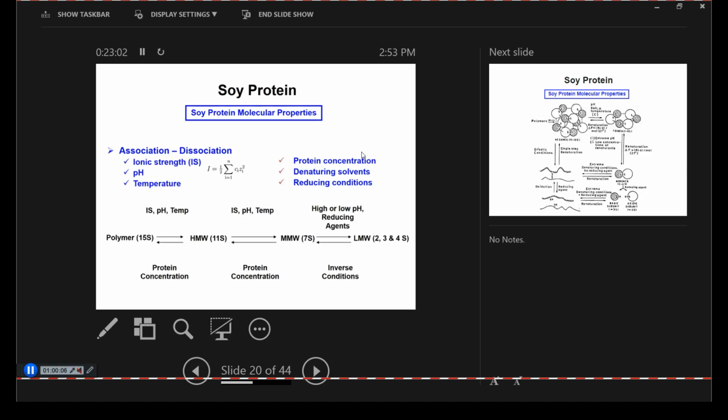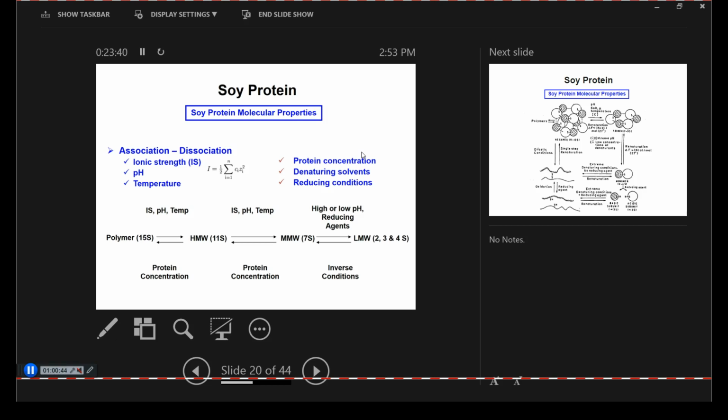Okay, so let's talk a little bit about association and dissociation. So different factors impact association and dissociation. Ionic strength is one. That's the equation of ionic strength that takes into account the concentration of the ion and the charge of the ion and the different ions that are present in that salt. pH, temperature, obviously, protein concentration, denaturation, solvents like SDS or urea, and reducing conditions like presence of beta-mercaptoethanol or DTT for reduction of disulfide linkages.